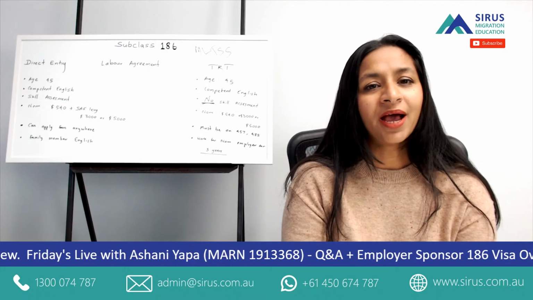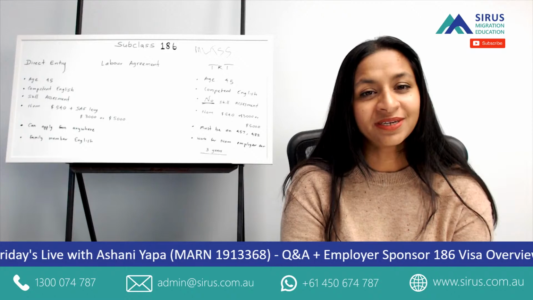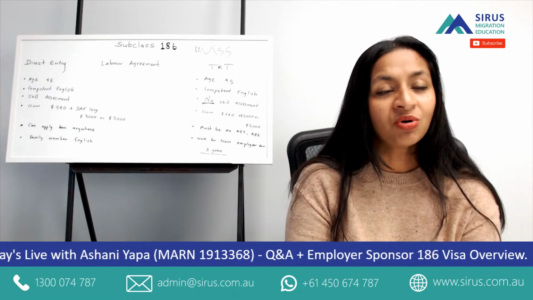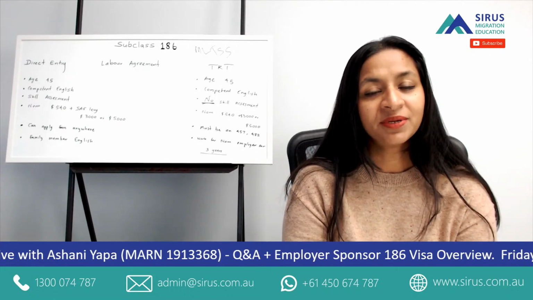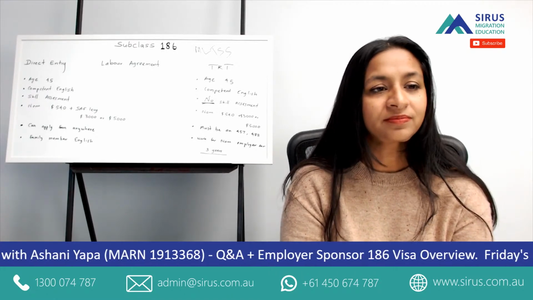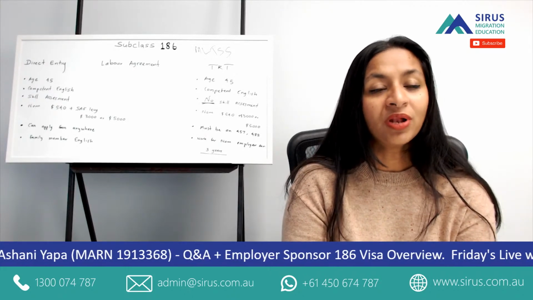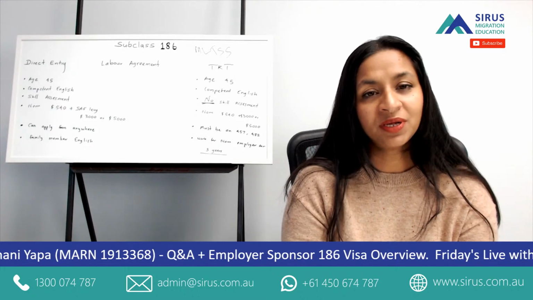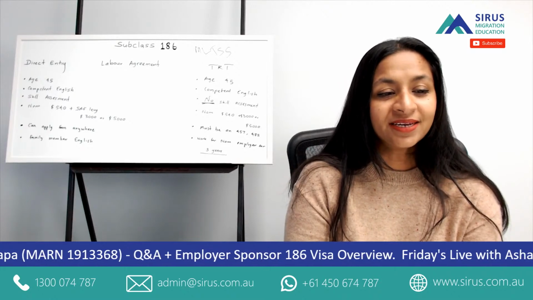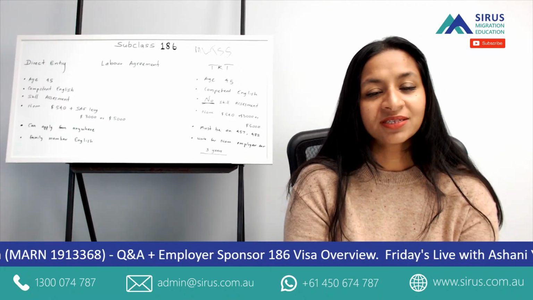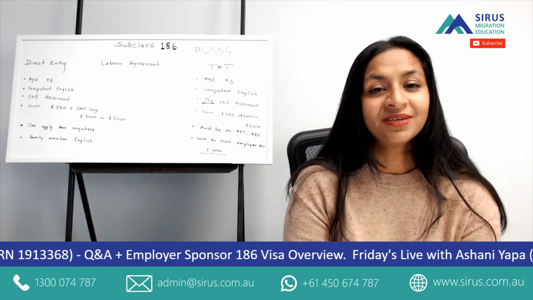Right, now the skills assessment. I talked about subclass 482 last week and how only some occupations need a skills assessment, but if you're going under subclass 186 direct entry, you must have a skills assessment in your nominated occupation. Also, you must have qualified 3 years work experience, that is full-time equivalent. Again, this is an interesting requirement. We get asked questions a lot regarding this employment work experience.